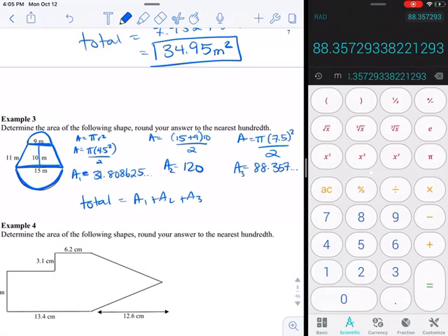So we've already got this 88 in the calculator, so if we add that to 120, and then we also add that to 31.808625, we get 240.2 meters squared.